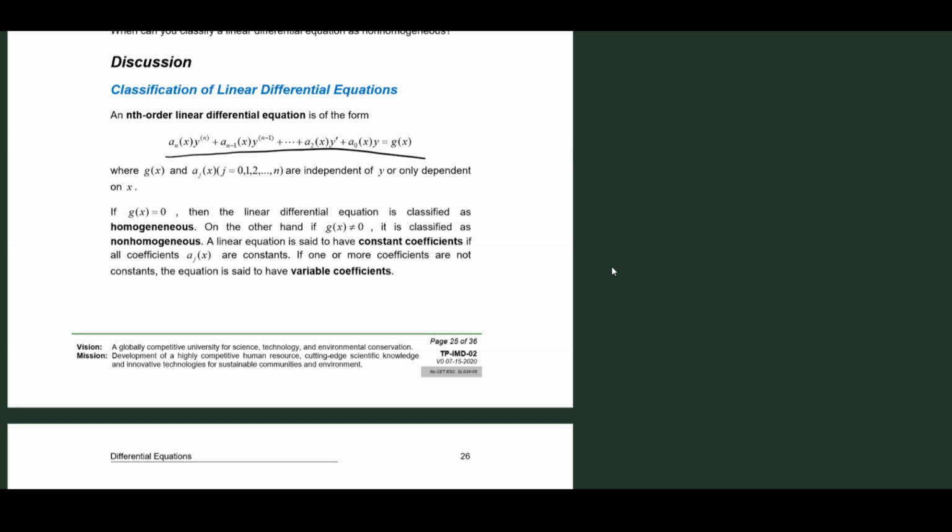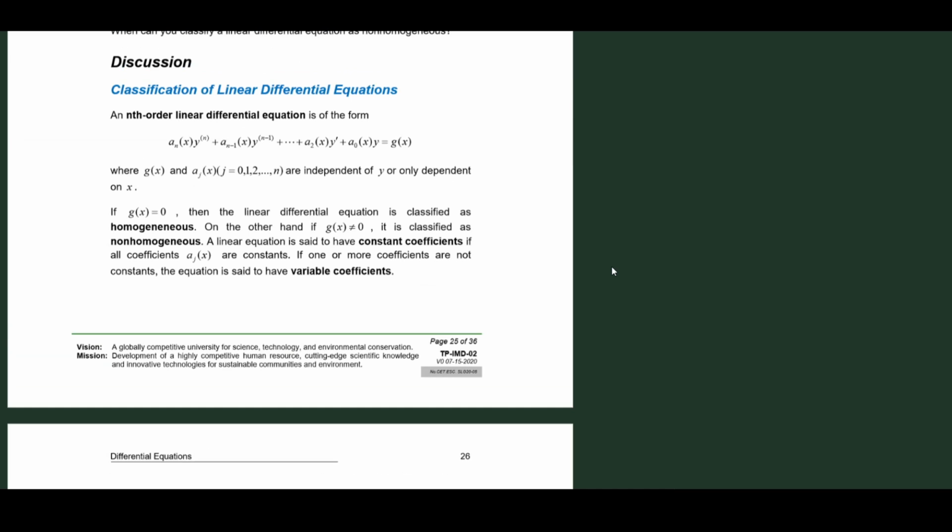As you can see here, on the right side of the equation is a g of x. This is a function of x, and sometimes this is referred to as a non-coefficient function. It's called a non-coefficient function because if we take a look at the left-hand side, we have a(n) of x up until a0 of x. These are all coefficients of our function y and its derivatives. So let us start.